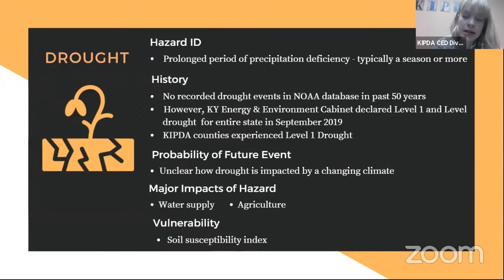And for vulnerability, what we've done and what Anne-Marie has put together is a soil susceptibility index, which means which soils and which areas are more vulnerable to drought based on their soil composition. Because again, the biggest impact of drought is on agriculture.